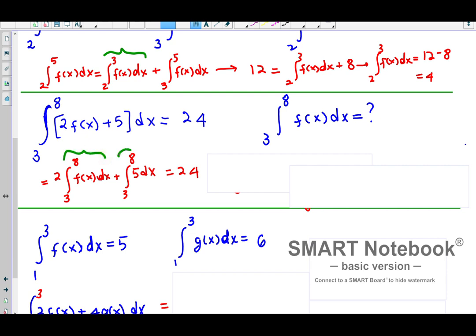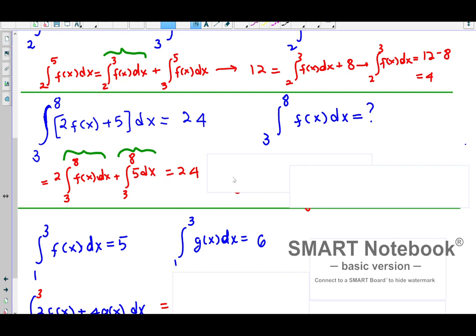So do we know this one? What is the integral from 3 to 8 of 5 dx? Since that's just a constant, take the length of the interval, 8 minus 3 is 5, multiplied by the constant function of 5. That was one of the properties we saw on the last page. So that will be 25, right?